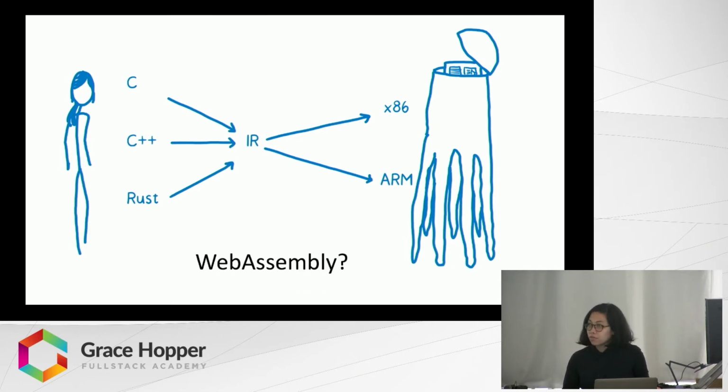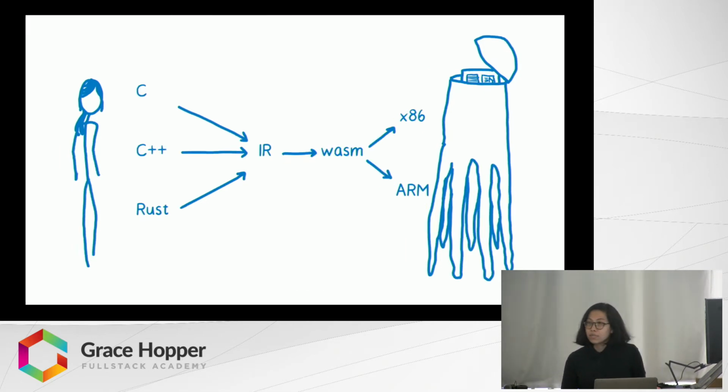So where does WebAssembly fit into here? Well, WebAssembly is another compile target that eventually gets compiled right into machine code. It's not as high level as C, C++, or Rust, and it's even lower level than the standard intermediate representations. It's much, much closer to your machine code.